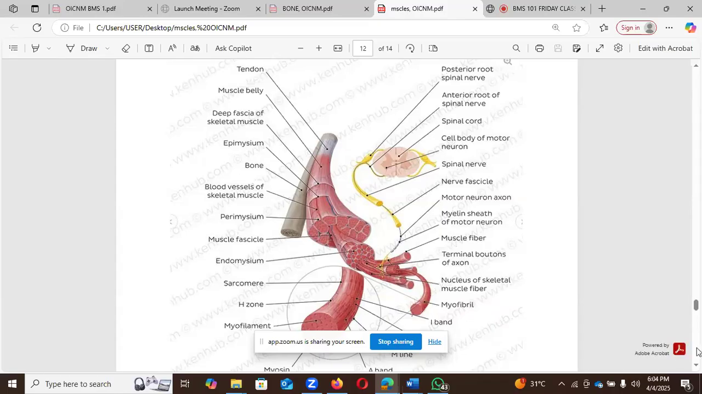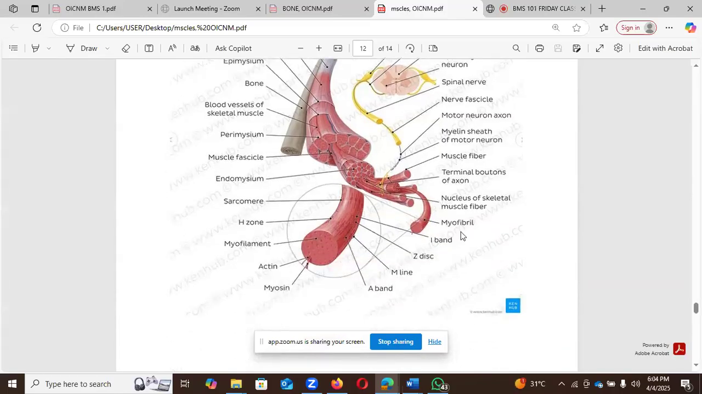This is a myofibril. In the myofibril you have the I band, Z disc, M line, A band, myosin, actin, H zone, and the sarcomere. So the myofilament is, now, these two.